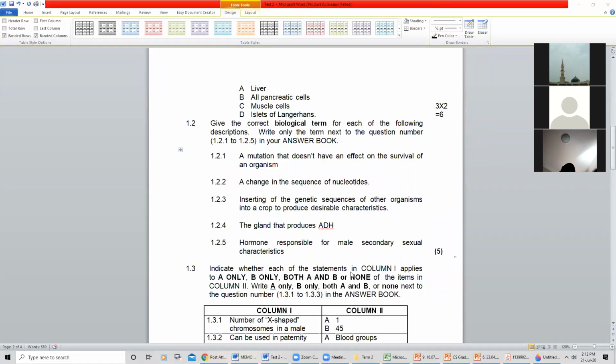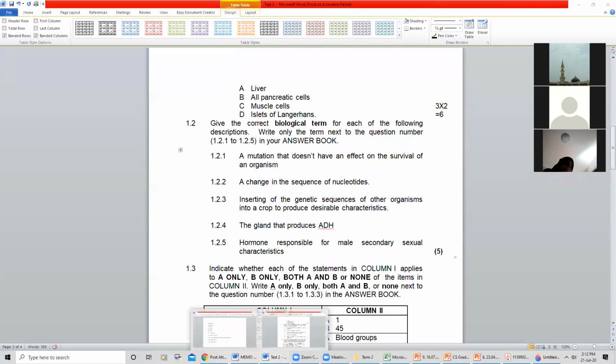Okay, I'll show you the memo just now, right? For those who missed maybe one or two. 1.2.5, hormone responsible for male sexual characteristics. That's an easy one. Okay, testosterone, good. Right.